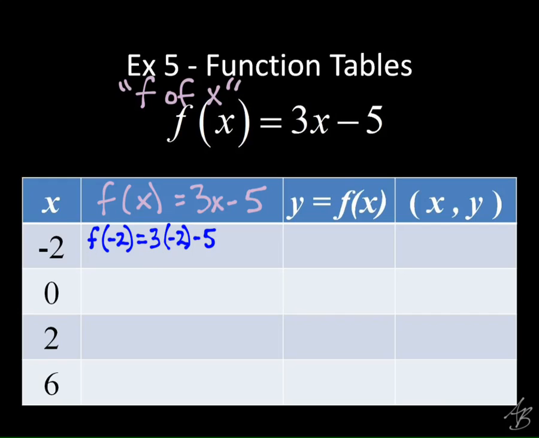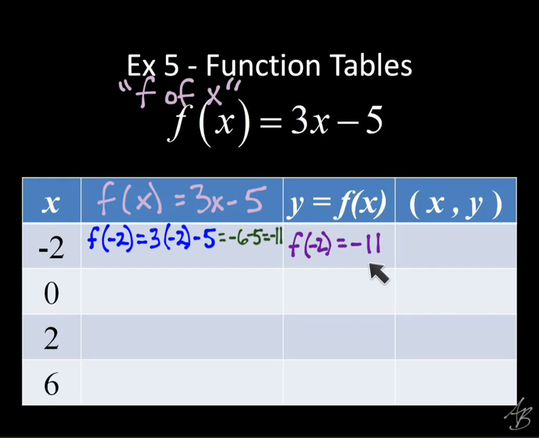So what is 3 times negative 2? Negative 6. So we have negative 6 minus 5, which is? Negative 11. Good. So we get negative 11 for our y value, or our f value. And so what I want you to do in this one, this is a little bit different. So I want you to pay attention here. Instead of just writing the negative 11, you're going to write f of negative 2 equals negative 11.